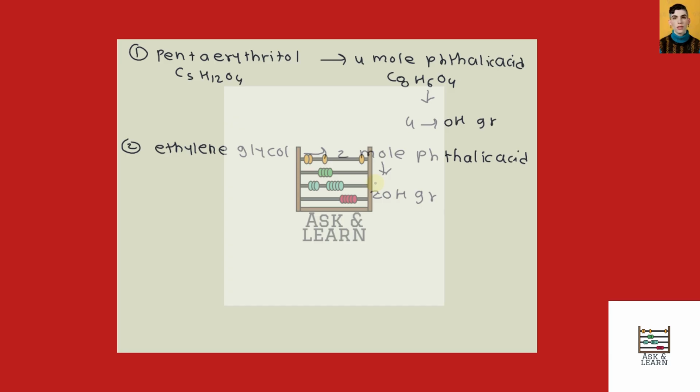Now here we find the limiting reagent. Firstly we need to determine the stoichiometry of the reaction. So here first we find the pentaerythritol, which is equal to 0.8 mole divided by 4 mole, and by calculation we get 0.20.